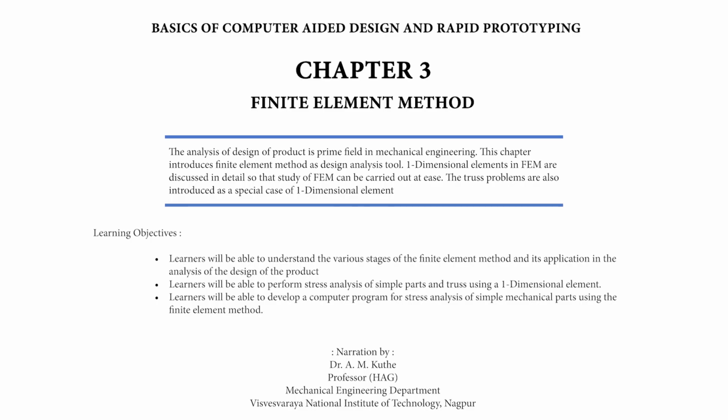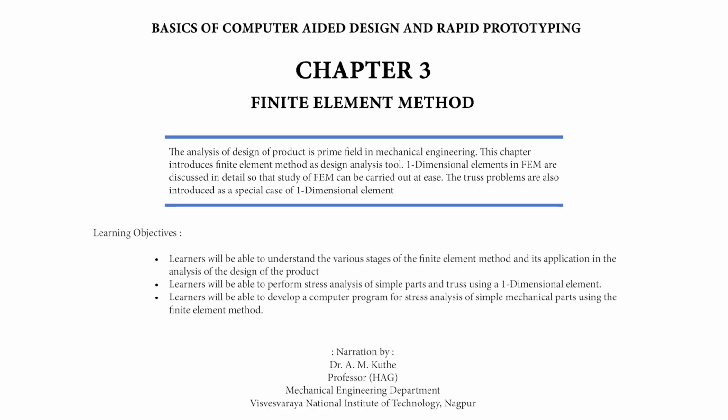Para 3.3 Types of elements. The elements are classified under three categories. Number 1, one-dimensional element. Number 2, two-dimensional element. Number 3, three-dimensional element. One-dimensional element. In one-dimensional element, displacement of the node takes place in one and the same direction. One-dimensional element is also called as a bar element or line element.